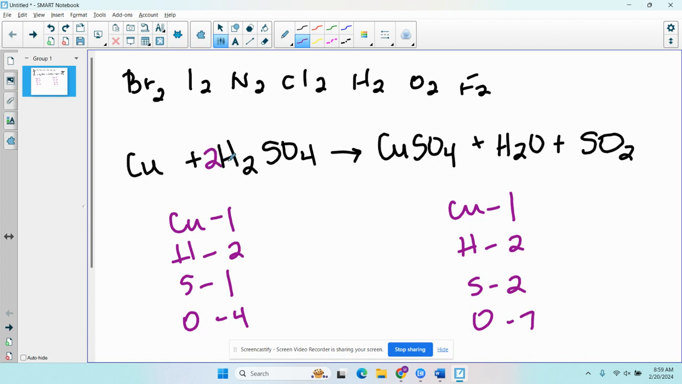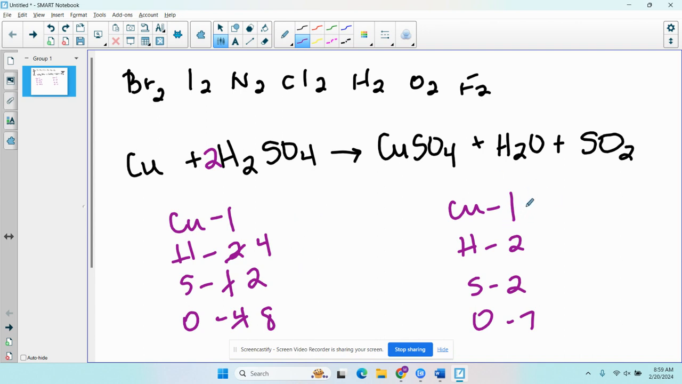If I put a 2, okay, that does change my sulfur to what? 2. But I also changed hydrogen. What did I change hydrogen to? 4. What else did I change? Oxygen. Now how many oxygen are there? 8. Okay. 2 times 2 is 4. 2 times 1 is 2. 2 times 4 is 8. So that's where all those numbers came from. All right. So now nothing is balanced over here.